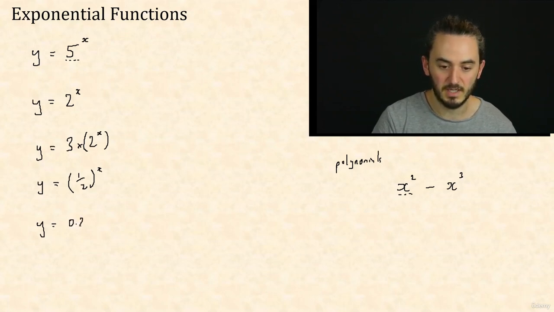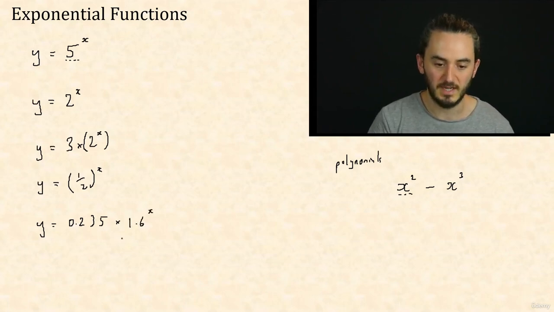So 0.235 times 1.6 to the x. That's just an ugly looking exponential.